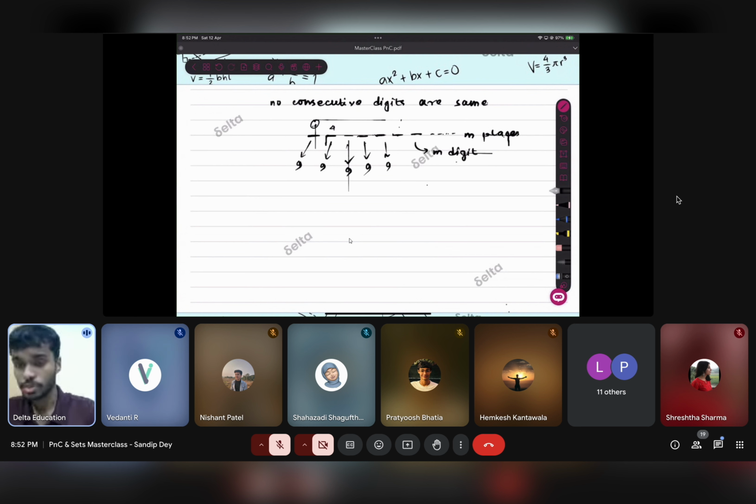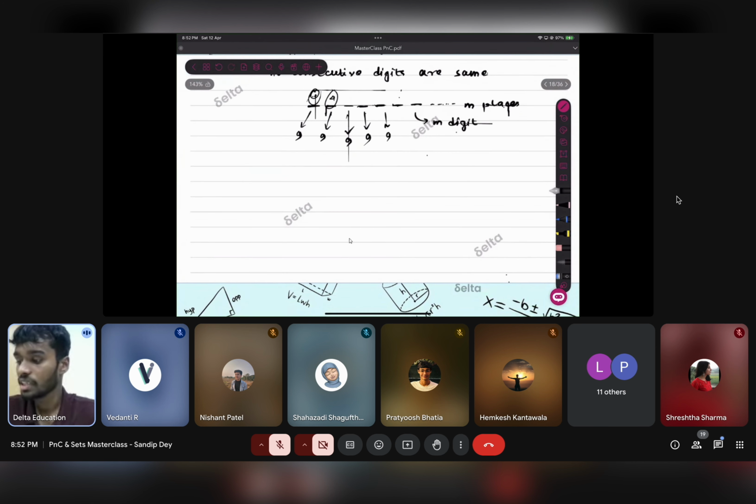And in a similar way, we can fill all those places in 9 ways. For this position I can fill it in n ways, and I can fill this place in 9 ways, and we are doing "and", so we are going to multiply all of this. If I just multiply all of this, what I'll get is 9 to the power m, right? So for an m digit number, I am getting 9 to the power m.